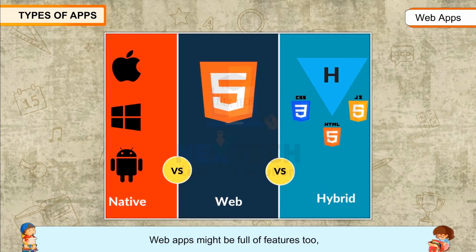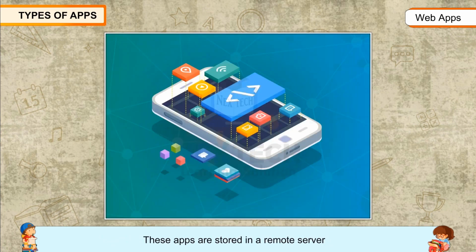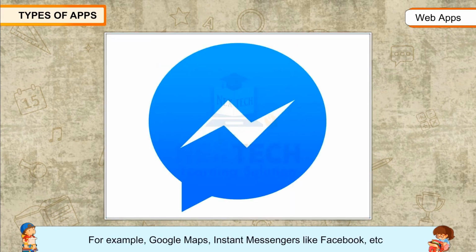Web apps. Web apps might be full of features too, but they have to leverage the capabilities of the internet connection and web browser program. So most web apps are lightweight. These apps are stored in a remote server and the user uses these apps as a normal web page. These web apps are designed with responsive design so that they can display well on smaller devices also. It requires very less memory of the PC or mobile as it takes the resources of the server. For example, Google Maps, instant messengers like Facebook, etc.